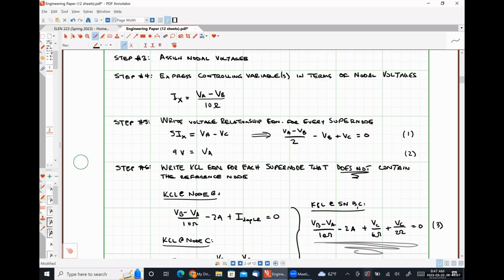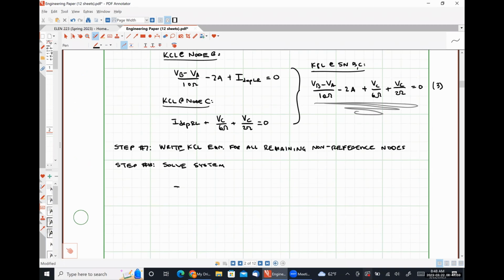And solving, I get VA is equal to 9 volts, big surprise there. VB is equal to 59/11. And VC is equal to 39/11. And from here, I know everything that I could possibly know about my circuit within 1 or 2 steps. Okay.